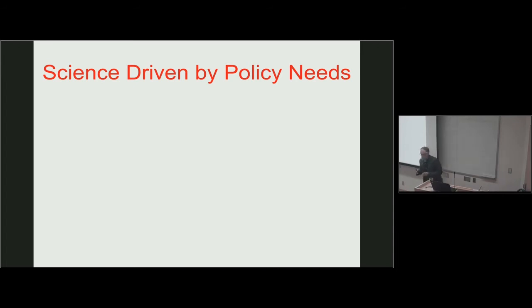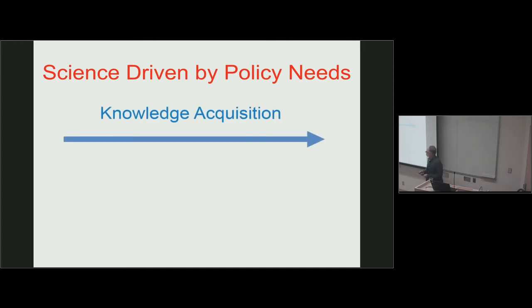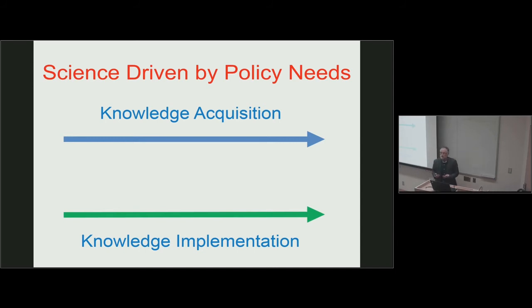So we wanted to start this out with a new paradigm of thinking, the science driven by policy needs. There's a knowledge acquisition phase, which runs along on time, and this is what most of us do. We do basic science, we do interesting experiments, we test hypotheses, we write beautiful papers in important journals, and we acquire knowledge. And there's a knowledge implementation phase, which is what regulators and risk assessors and policymakers do, and they run along in a parallel time frame. And they want to use that basic science to develop policy.